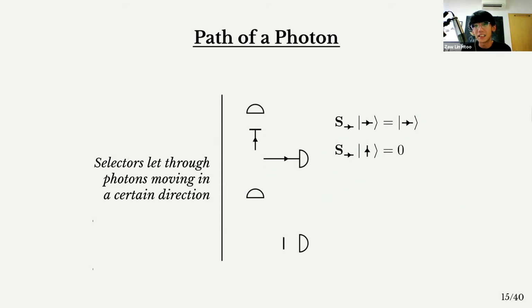And you can do the same thing otherwise, right? If you block the right moving path, then when you apply the upward moving photon selector on the right moving photon, you get 0. And if you apply it to the upward moving photon, you just get back the same thing. And so this is just so that we can force the photon to follow a certain path. Of course, the cost of this is that if you have a photon that is half-half, then half of the time it will just be lost, because it will just be absorbed by the thing that you block it with.